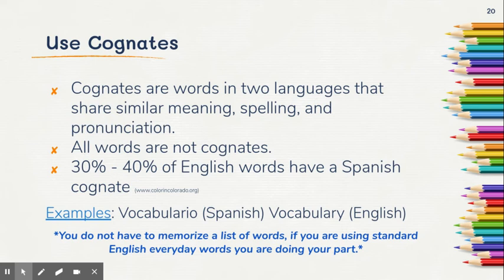Here we have the English word vocabulary. And if you look at the Spanish word for vocabulary, the word looks similar. So by using the word vocabulary, a Spanish speaker may understand, oh, okay, that word is vocabulary, because they have a word that's similar in Spanish. There's no list that you have to memorize in order to use cognates in your classroom. If you are using vocabulary, you are using cognates, so don't worry.